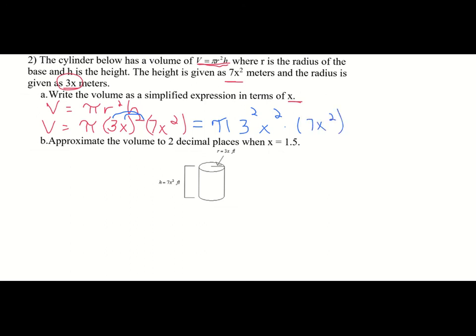Okay, we know that 3 squared is 9, so we have pi times 9, and then I'm going to move that 7 over, and then x squared times x squared. Add those exponents, because we are multiplying, so x to the 4th power. So our simplified formula is, and we're going to do the 9 times 7 first, 63 pi times x to the 4th power. And typically, again, we put the number first and then pi and the variable.